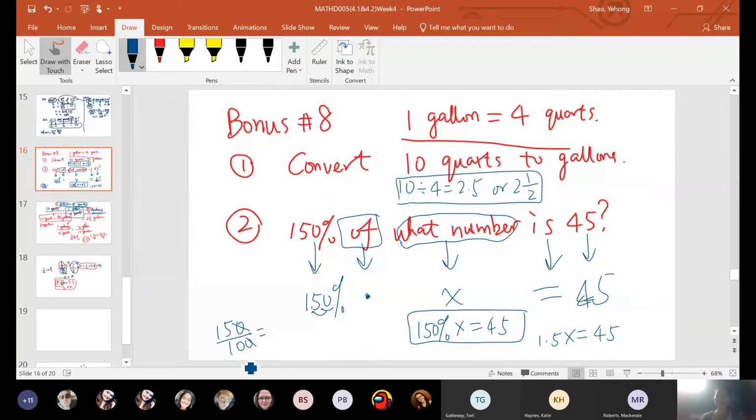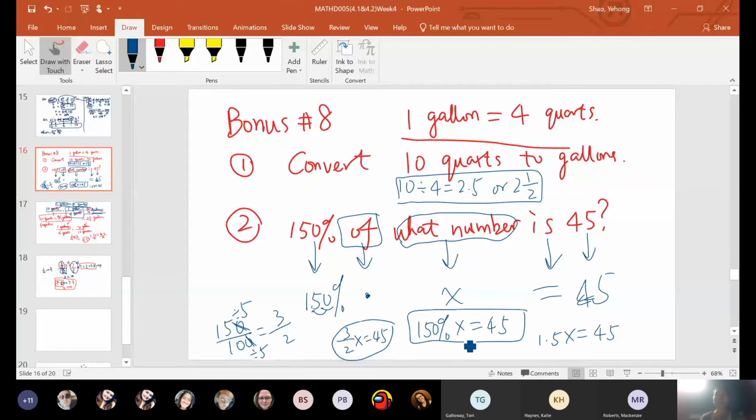Actually, if you don't want to get a decimal, you can use a fraction. See, 150 divided by 100, you get 15 over 10. And notice 5 goes into both of them, so you can divide both of them by 5. That gives you 3 over 2. So instead of using 1.5, you may end up with a fractional equation. That also works. We learned how to solve that, right? So either decimal or fractional, both are fine. So now let's divide both sides by 1.5. I think maybe there's 1 or 2 students who made mistakes doing the division. 45 divided by 1.5.